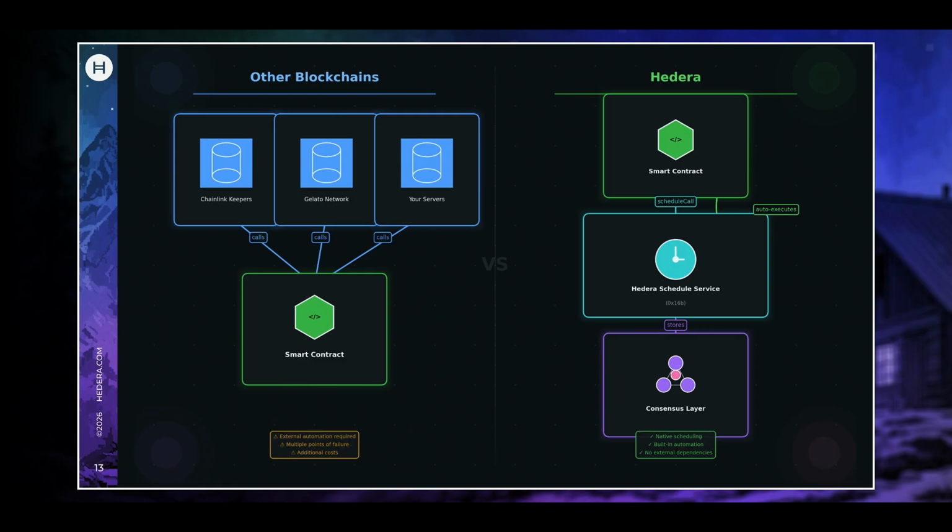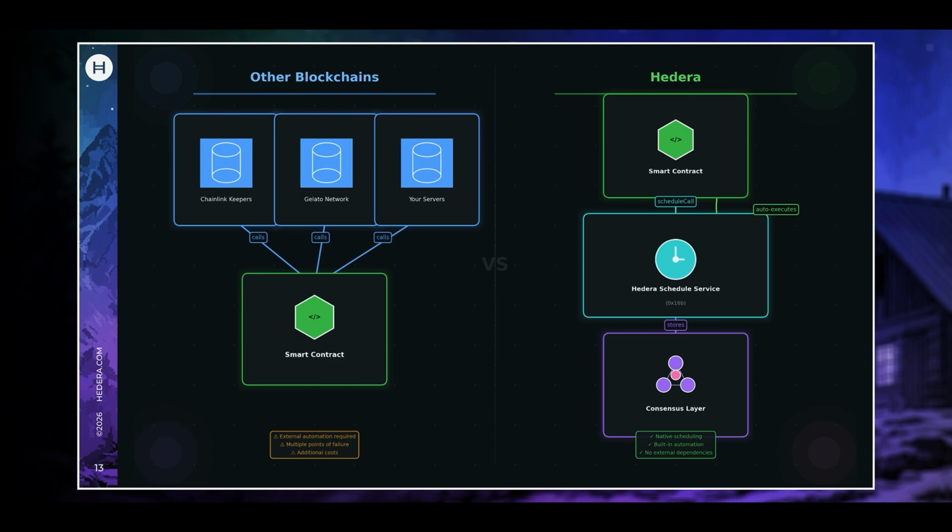So, as Kiran had alluded to before, there's ways to solve this in other blockchains, and it has been solved. We have keepers, the networks, and your own servers to do this kind of work. It has a lot of external automation. You need to know DevOps. You might need to know security. You have to do a lot of key management that's kind of problematic if you don't get it right. Additional costs and multiple points of failure.